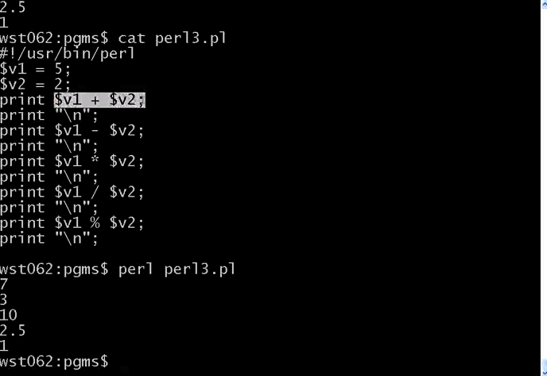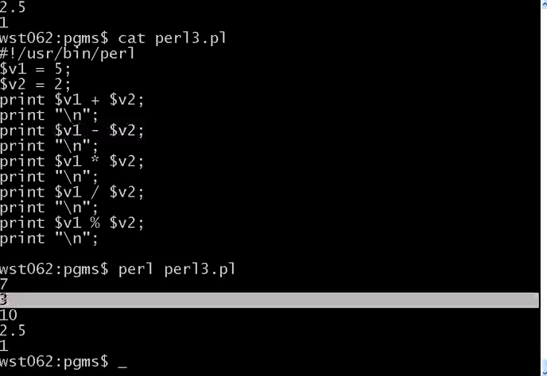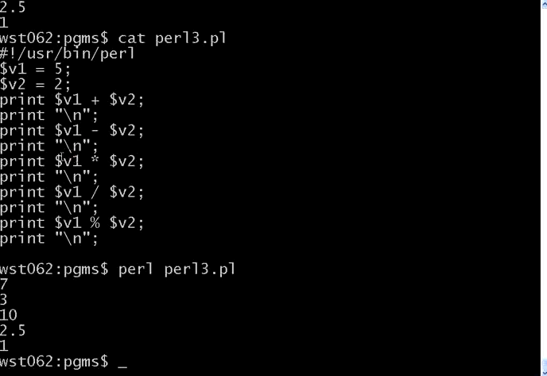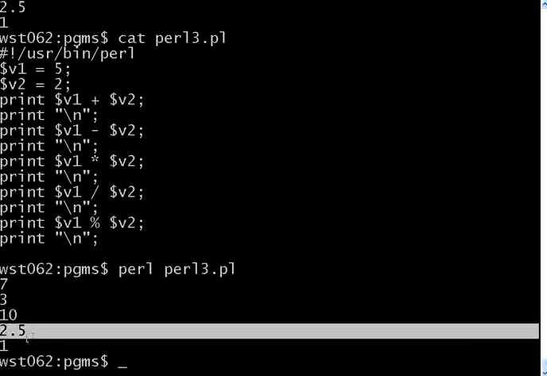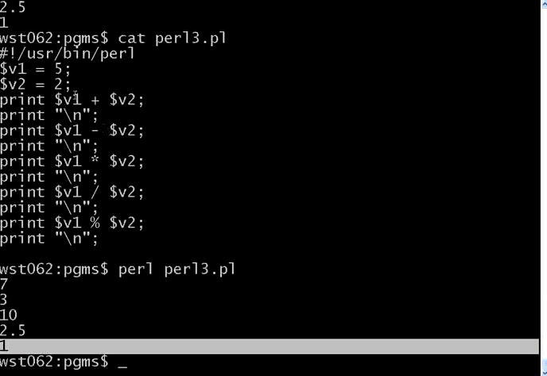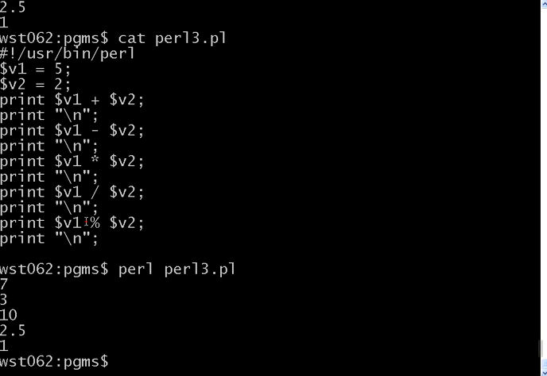First is the addition, 5 plus 2, that is 7. Second is the subtraction, 5 minus 2 is 3. Then multiplication, that is 10. 5 divided by 2 is 2.5. 5 modulus 2 means 5 divided by 2, quotient is 2, remainder is 1. So this modulus symbol gives the remainder 1. So it's a basic addition.